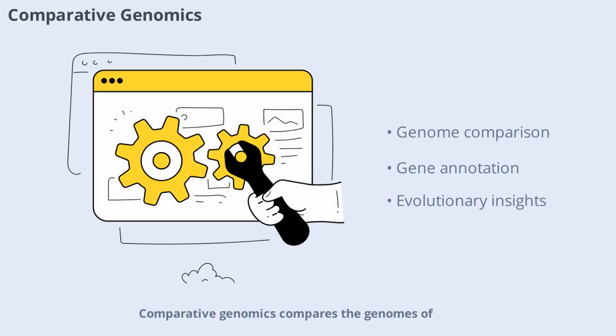Comparative genomics compares the genomes of different species to identify similarities and differences. Bioinformatics tools align sequences, annotate genes, and reveal evolutionary relationships. This approach helps scientists discover conserved genes, understand disease mechanisms, and explore the diversity of life.